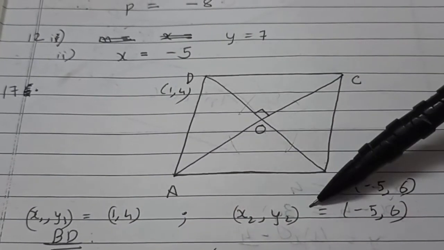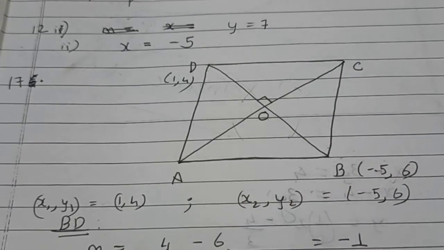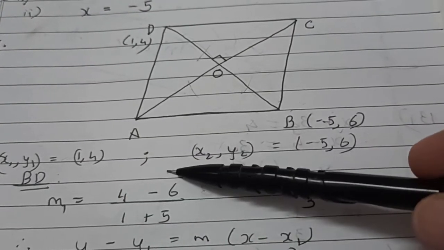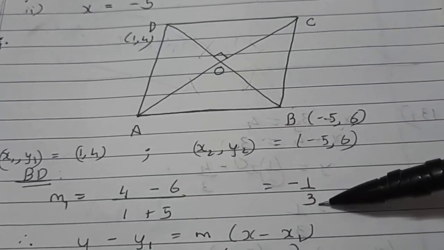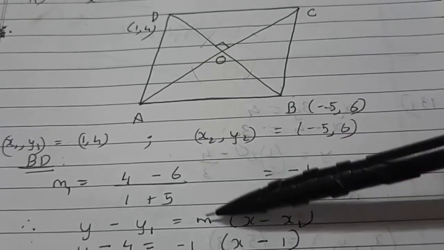x1, y1, x2, y2. It could have been interchanged as well. Doesn't make a difference. BD. Always give the heading of what you are finding. First, find the slope. I'm calling it M1. I'm getting it as -1 upon 3. And now this is the format in which I will frame the equation. I got M. I got x1, y1.